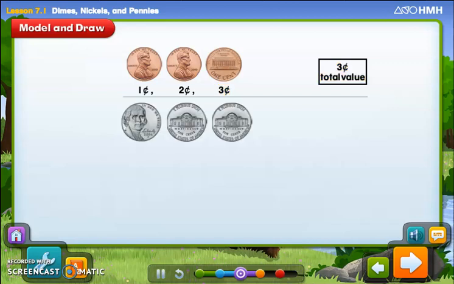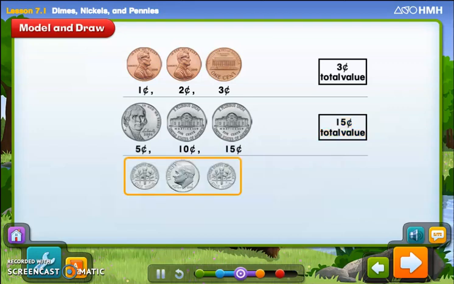Since nickels have a value of 5 cents, you count nickels by fives. 5 cents, 10 cents, 15 cents. The total value of the 3 nickels is 15 cents.